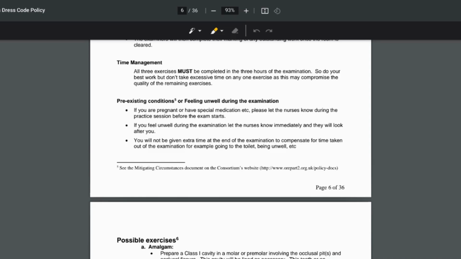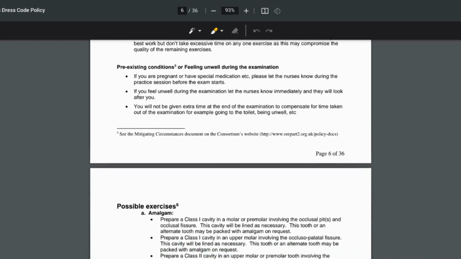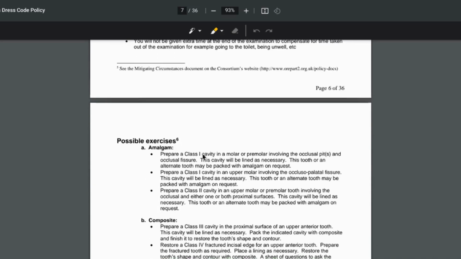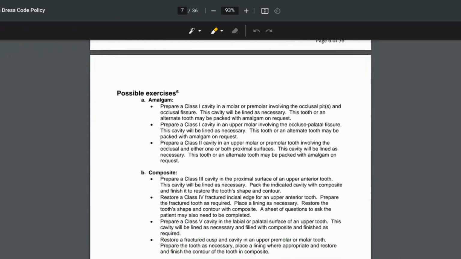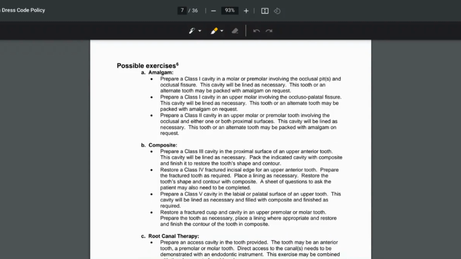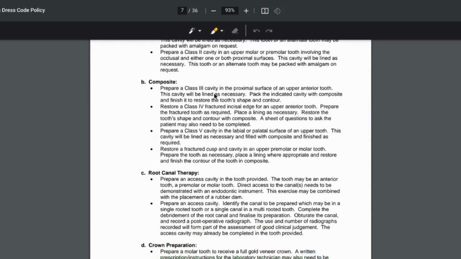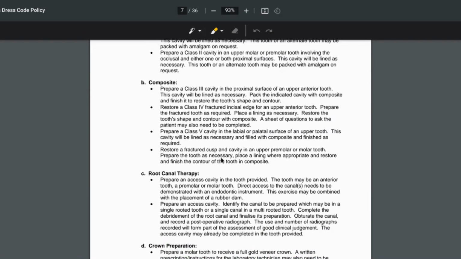That's what they say. Now let's come to the possible exercises. Most of the exercises which we do in general dentistry are covered here. For example, amalgam, class 1 cavity, class 2 cavity on the back tooth, composites in the front teeth, class 3, 4, 5, any of these may come, or restore the fractured cusp. That may also come in the exam. Then there is root canal therapy. Root canal, assess cavity, prepare and assess cavity on the tooth provided. Prepare and assess cavity, identify the canals prepared.